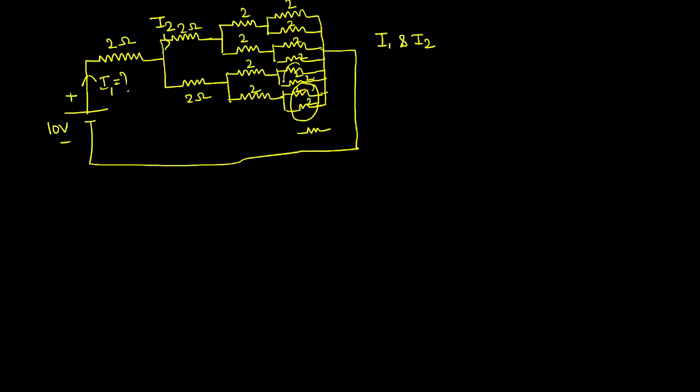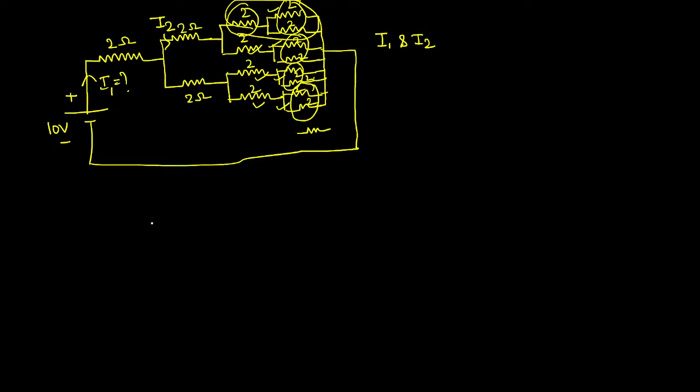Similarly, these 2 ohm resistors are connected in parallel, so if I reduce this, again I will get 1 ohm. Similarly, this combination will give 1 ohm, and this combination will give 1 ohm. So in the resultant, what will happen? Each 2 ohm resistor and the 1 ohm resistor next to it are connected in series. So totally, the net resistance in this branch is 3 ohm.